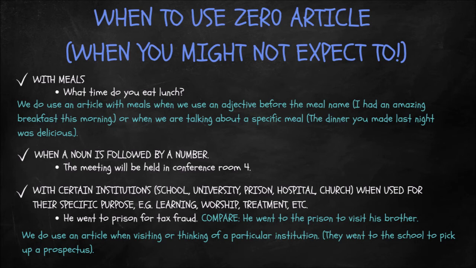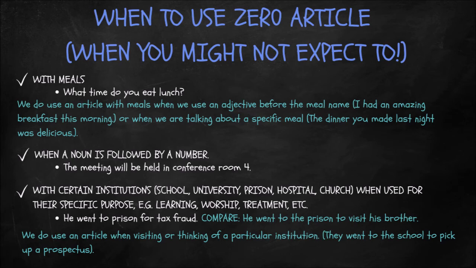And the same applies for something like hospital. She went to hospital after the accident. Her family went to the hospital to visit her. So we use an article when we're talking about a particular institution. You can use a or the. So there is a school on Main Street, or they went to the school to pick up a prospectus. In that case, you know which school they went to because it was the school that they were interested in, which is why they went there to pick up a prospectus to find out more information.